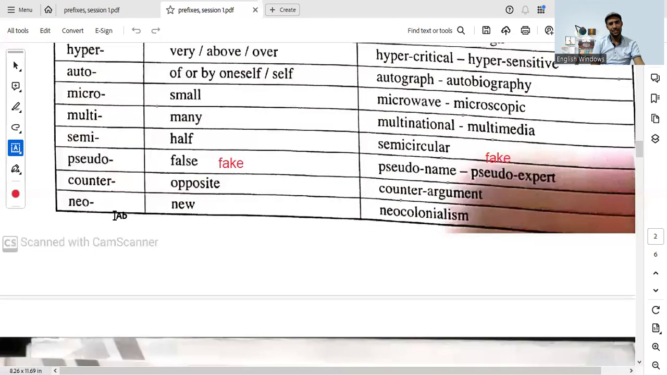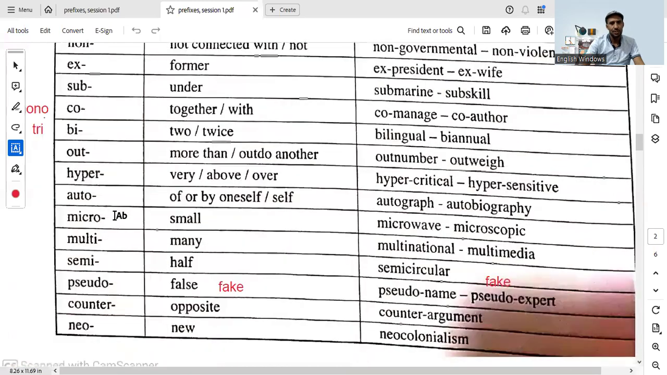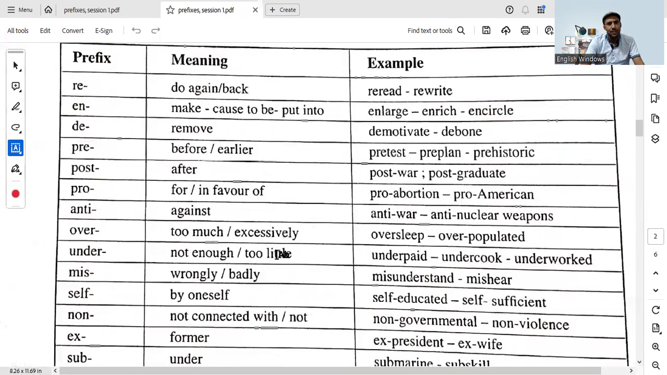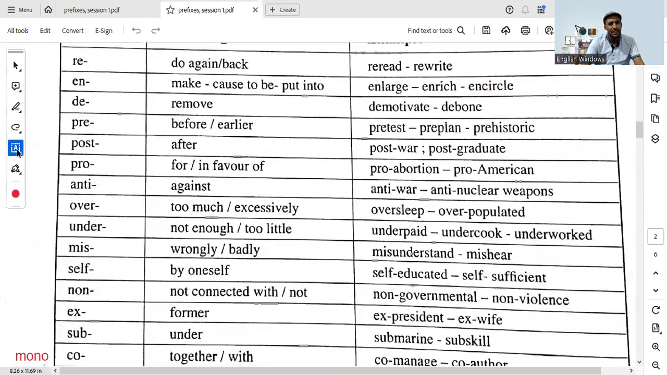So which one do you think is the right? Counter. Not really. Counter has other uses in its own place. You can find a word here, the prefix here. Anti, very good, yeah. Okay.